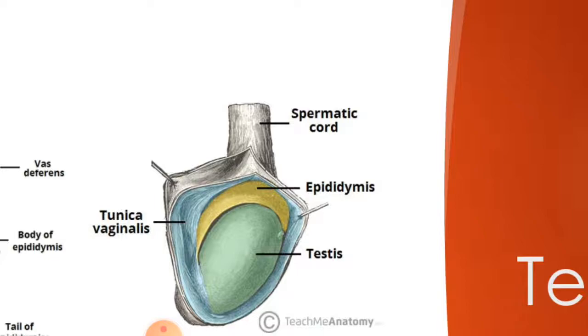What basically happens during the early fetal life, the testes develop in the lumbar region of the abdominal cavity just below the kidneys, and then they descend into the scrotum by the 8th month of the fetal life. And when they descend, they take with them the coverings of the peritoneum, blood and lymph vessels and nerves as well, and the different ducts.